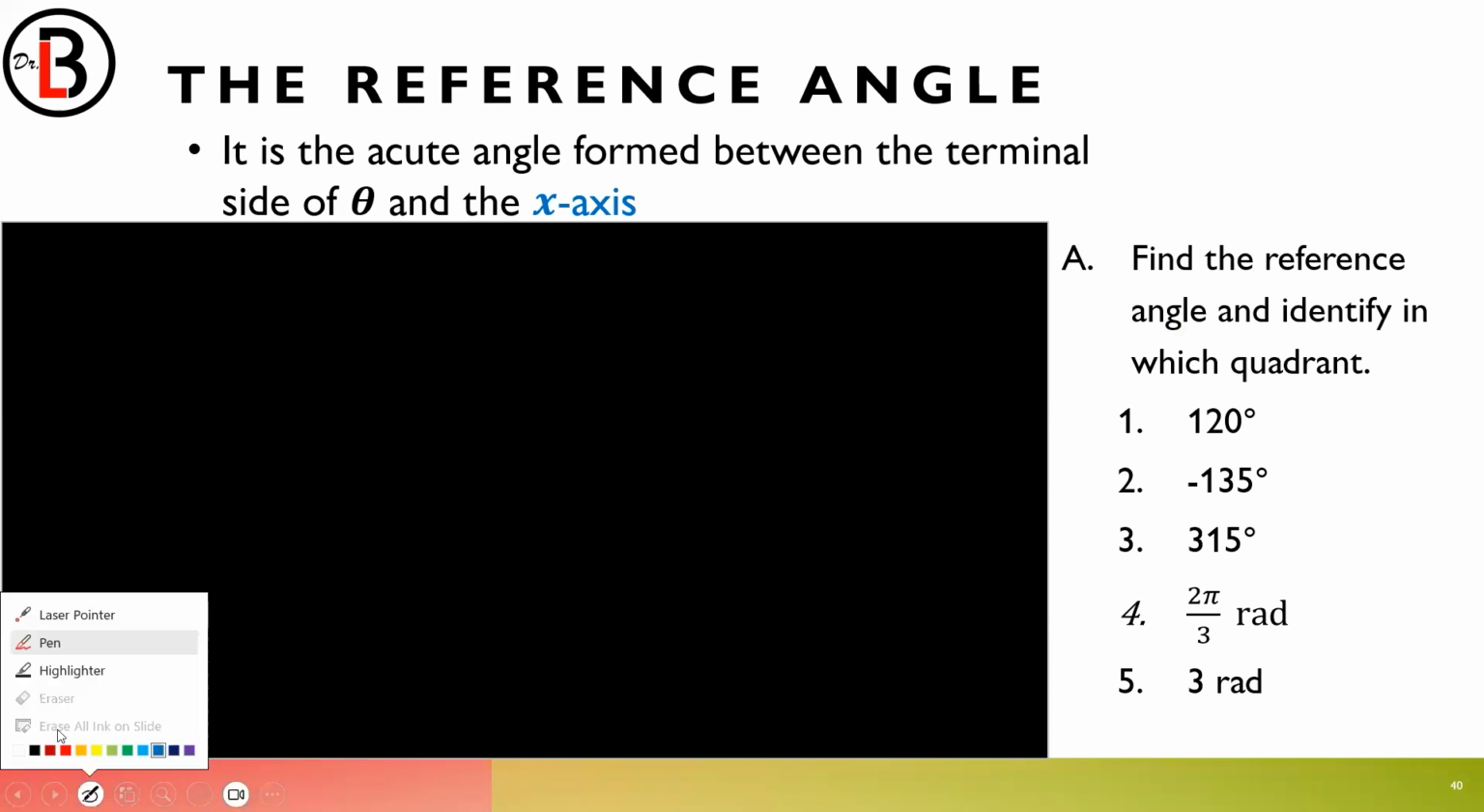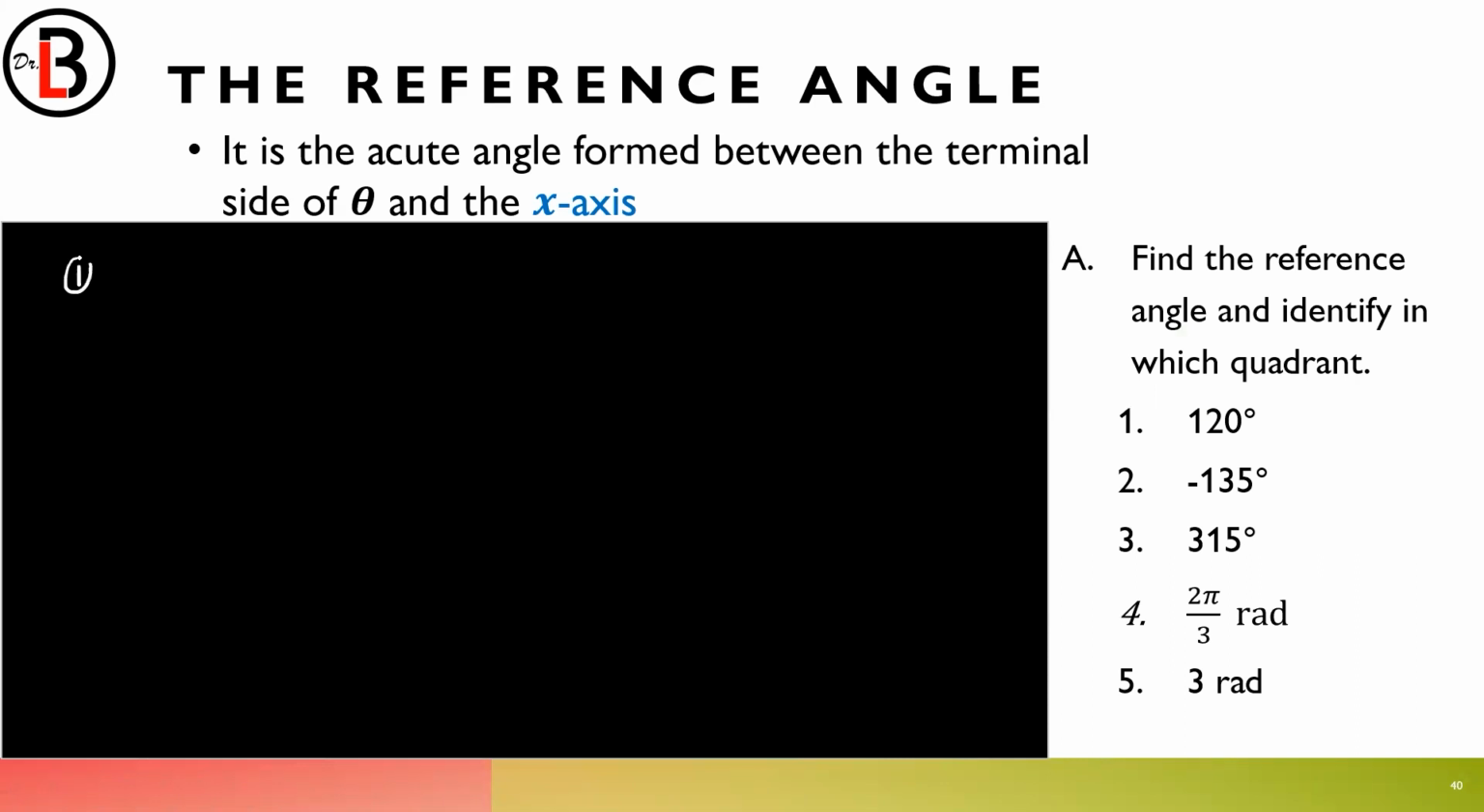So for letter A, number 1, it says 120 degrees. 120 degrees, guys, is greater than 90, but less than 180. So in which quadrant does it lie? In the second quadrant. Now, if it's in the second quadrant, what we do here is it has to be in reference with the x-axis. So it has to be this theta. So if this is 120, you subtract it from 180. 180 minus 120 is what? It's 60 degrees in quadrant number 2.